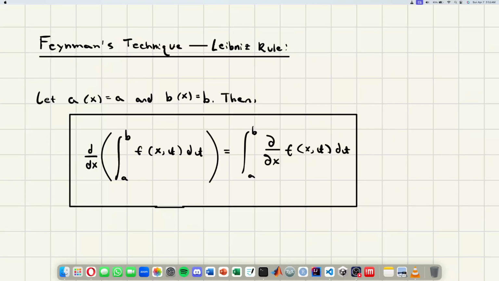So what I have listed here is the Leibniz rule, which tells us that for two constant functions a and b, we can express the derivative of the definite integral over those bounds of some function of x and t with respect to t as that definite integral of the partial derivative with respect to t of that function of x and t. And this is going to be the driving force behind the Feynman technique, as we'll see. So I think the next thing to do is just go straight into the example.